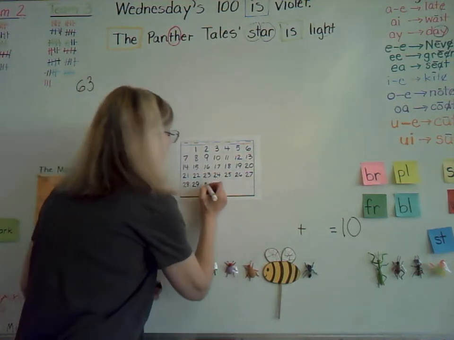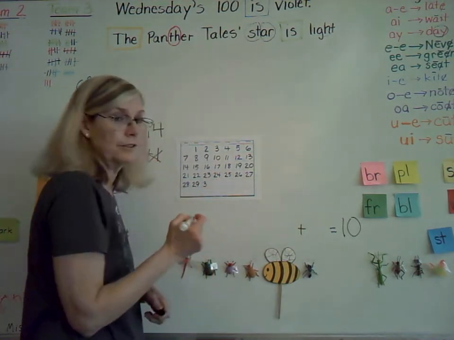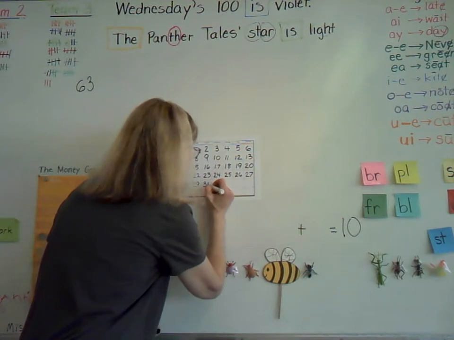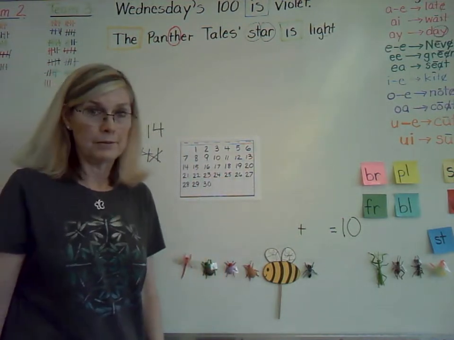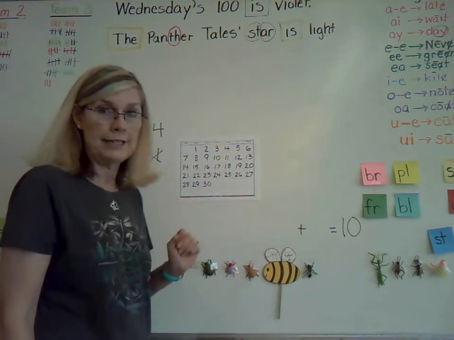29, 30. Starts with a 3, because there's going to be 3 sets of 10, and then put a 0, 0 in the 1s place. And then you stop. Remember, June has 30 days.